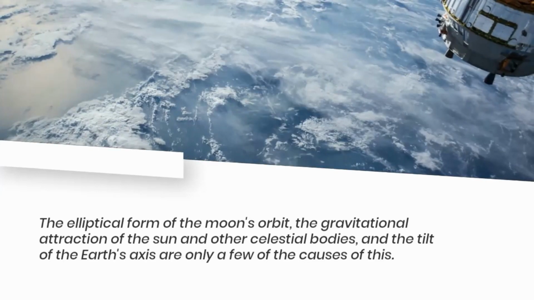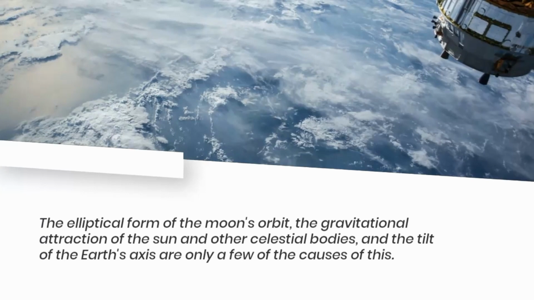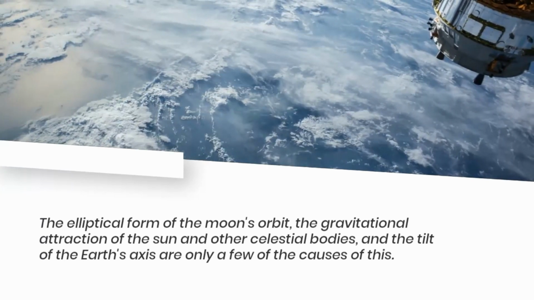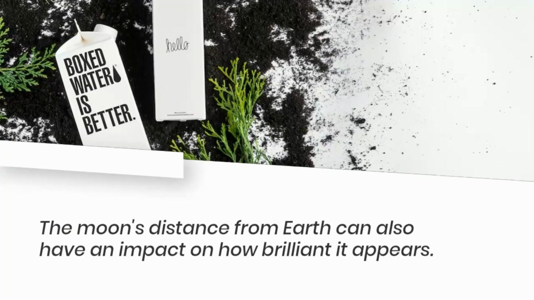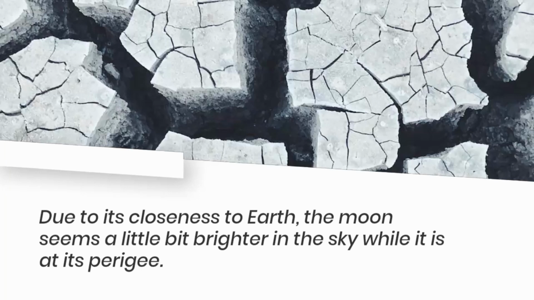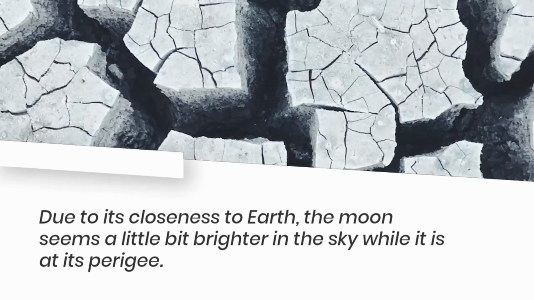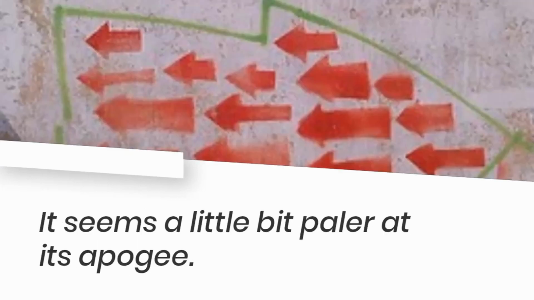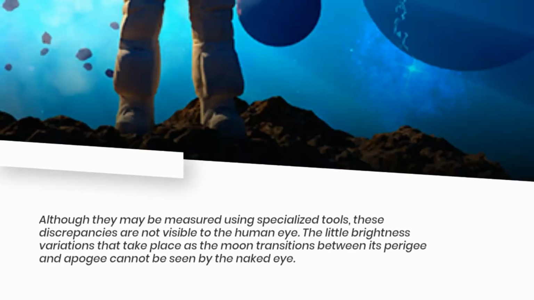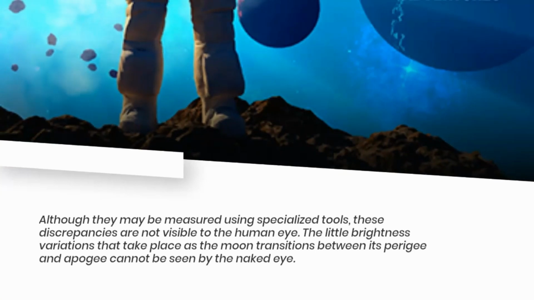The elliptical form of the moon's orbit, the gravitational attraction of the sun and other celestial bodies, and the tilt of the Earth's axis are only a few of the causes of this. The moon's distance from Earth can also have an impact on how brilliant it appears. Due to its closeness to Earth, the moon seems a little bit brighter in the sky while it is at its perigee. It seems a little bit paler at its apogee. Although they may be measured using specialized tools, these discrepancies are not visible to the human eye.